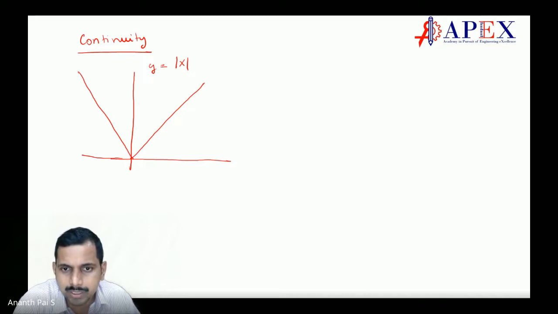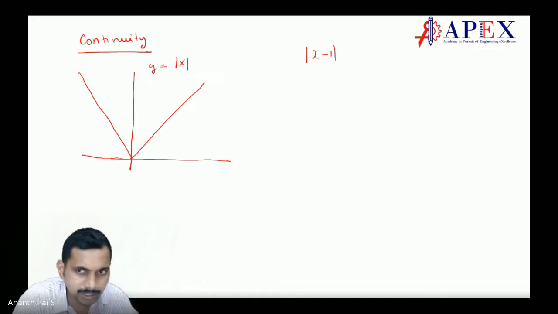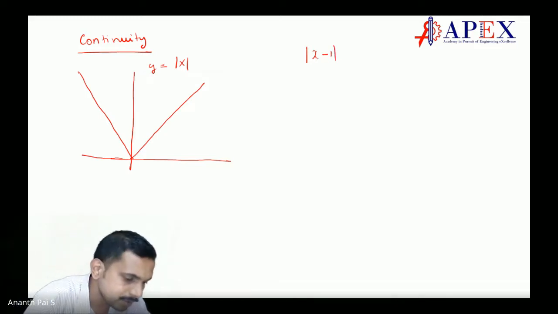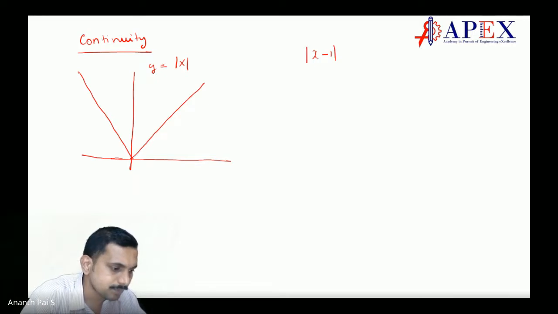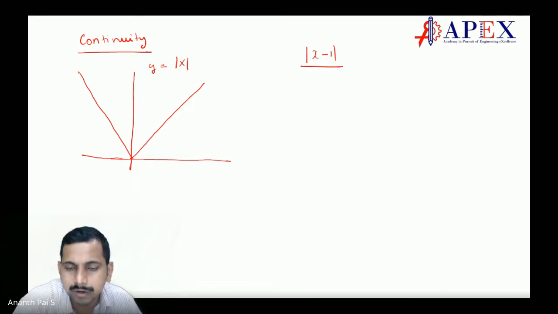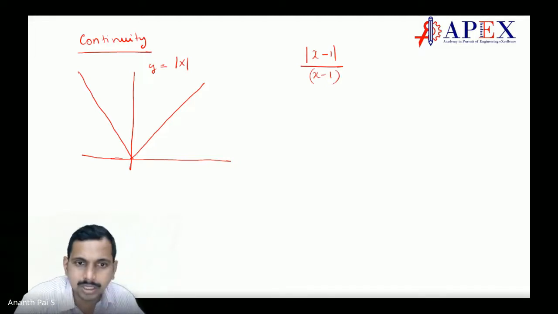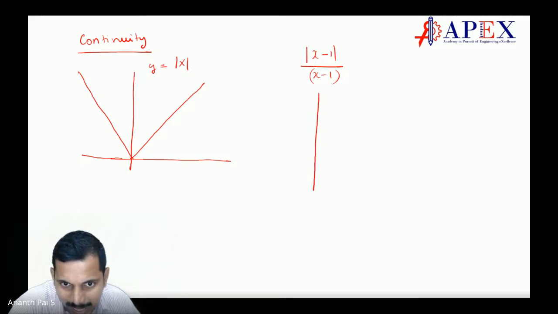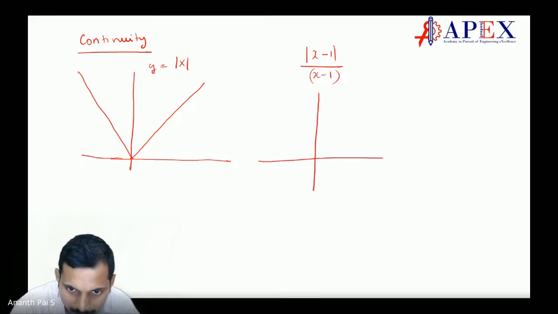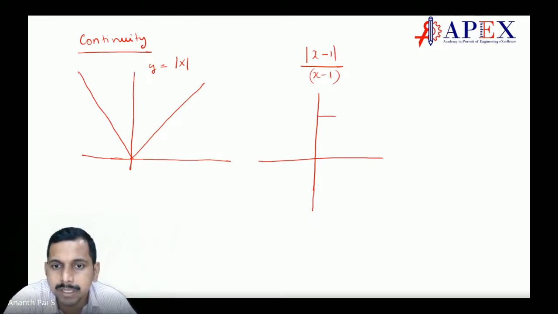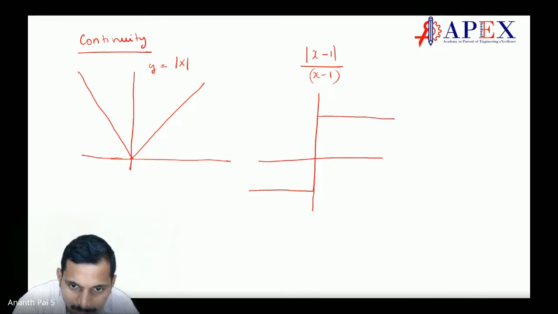Another thing, if you consider, for example, mod of x minus 1 divided by x minus 1, which we considered that time. If I consider this one, this is not continuous, observe that. There is a gap over there. Mod of x minus 1 by x minus 1, you will see it will be minus 1 here, minus 1 here, plus 1 here. It is not continuous at this point, this is continuous.